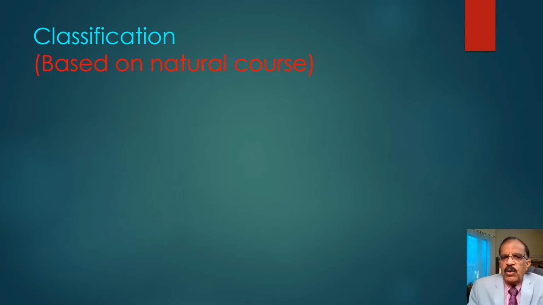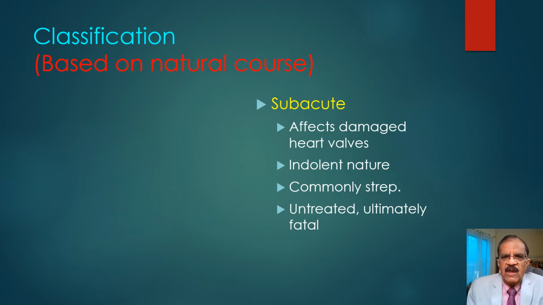Classification of endocarditis can be from three different perspectives. One is based on natural course. Of course, it indicates the natural course of illness. The natural course of illness could be subacute or acute. So according to that, you can give a label. Is it subacute infective endocarditis or is it acute infective endocarditis?